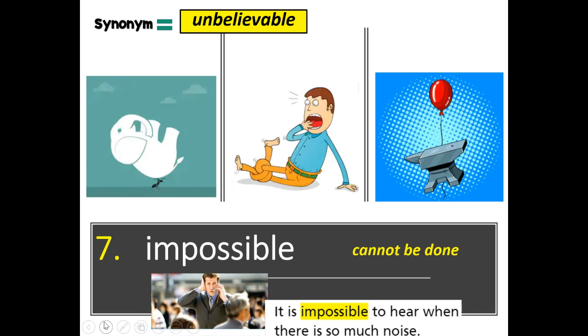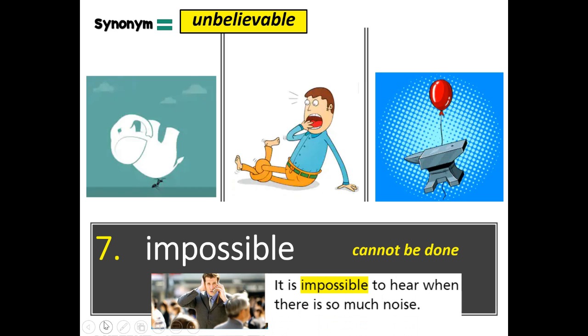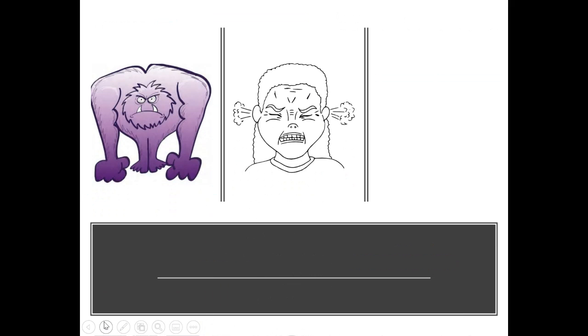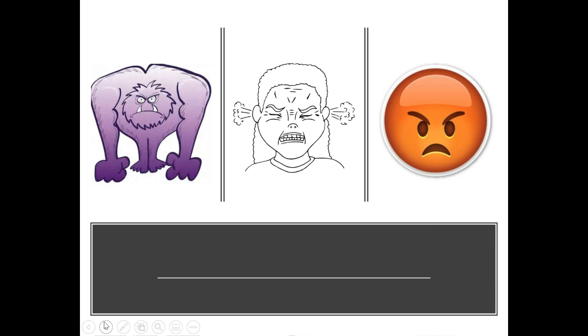Cannot be done. It is impossible to hear when there is so much noise. Think about it. What is impossible for a pet dog to do? Last group of pictures. What do you notice or see? I notice or I see.